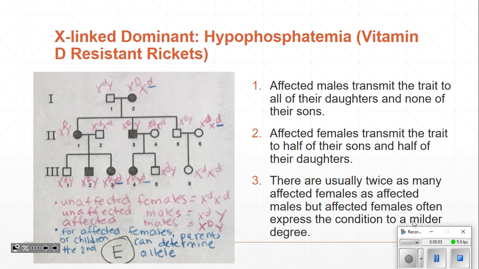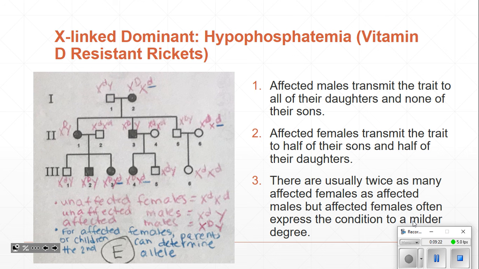So if you look at my example, I did color in 4 females and only 2 males. So my ratio was twice as many females. But they often express the condition to a milder degree. So that might be indicated in the context, but not always.